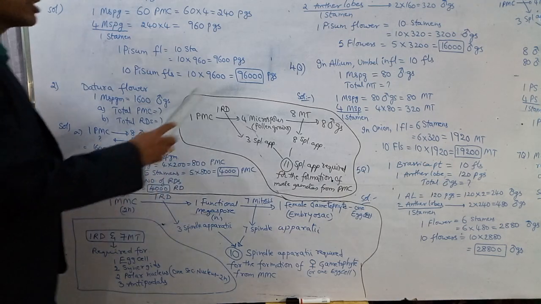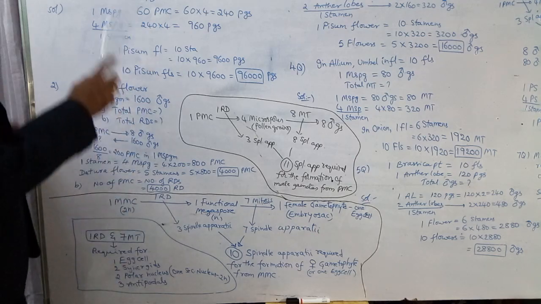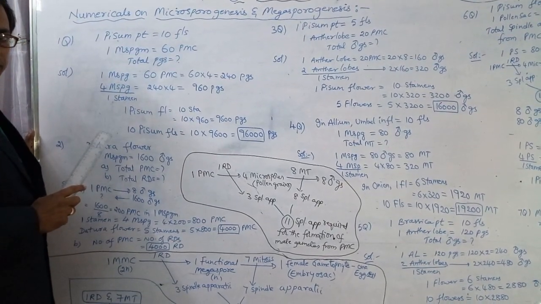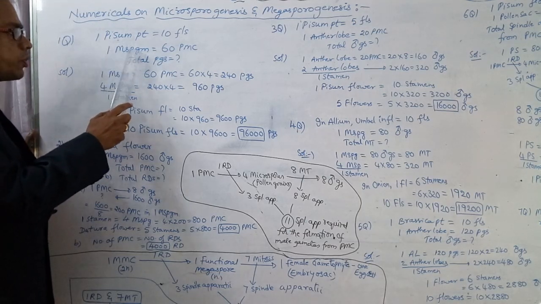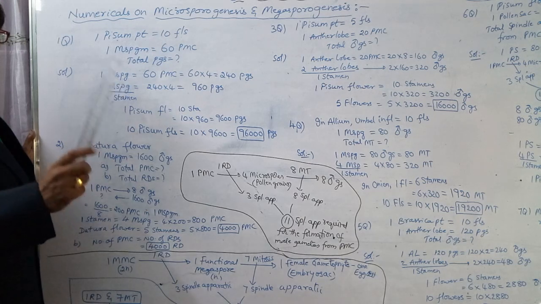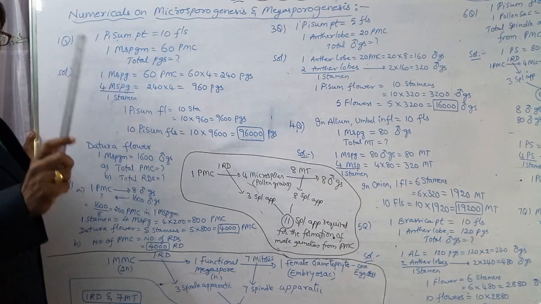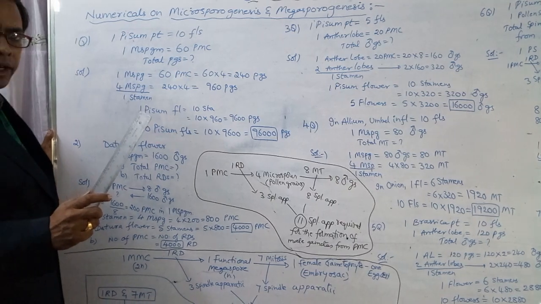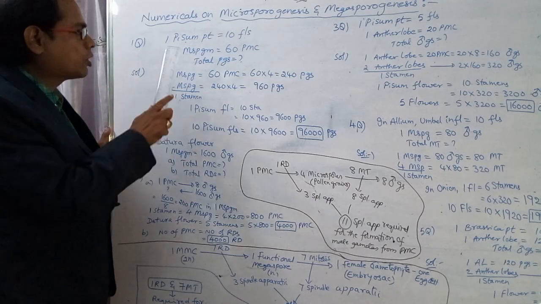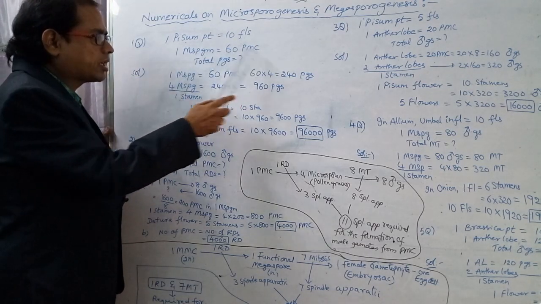Now we are going to discuss microsporogenesis problems. One payasam plant contains 10 flowers. One microsporangium is also called a pollen sac. Except Malvaceae, all plants are dithecous. Dithecous means number of anther lobes 2, pollen sacs 4. So one microsporangium or pollen sac contains 60 pollen mother cells.